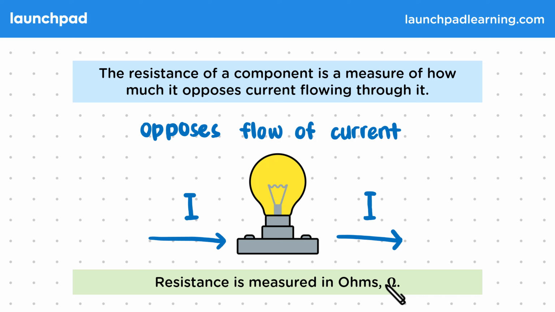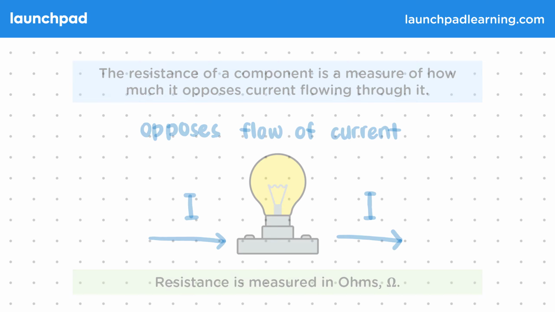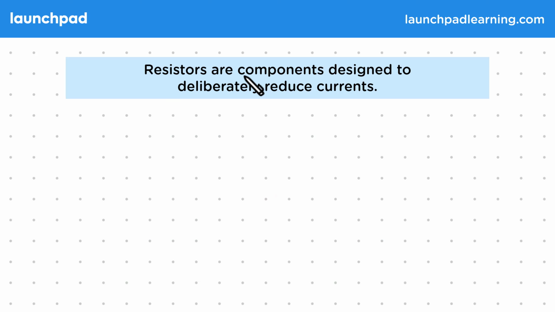The greater the resistance, the more charge carriers will be slowed down by a component, and the more it opposes a current. Pretty much all components have some sort of resistance, but some are designed with resistance in mind. Resistors are components designed to deliberately reduce currents. We'll be looking at many different types of resistor throughout the course.